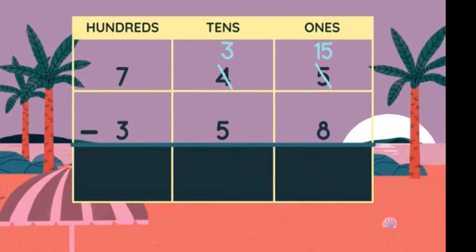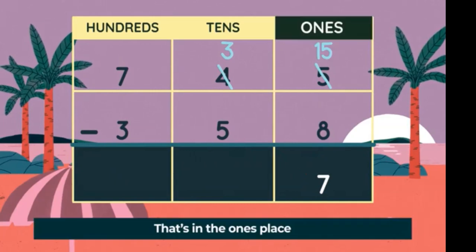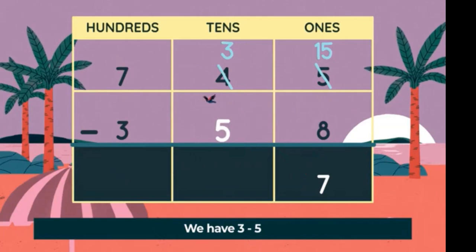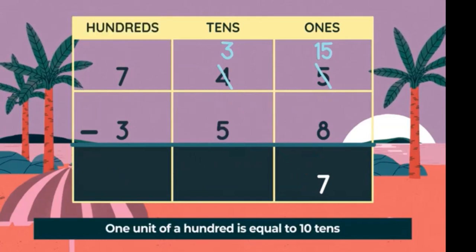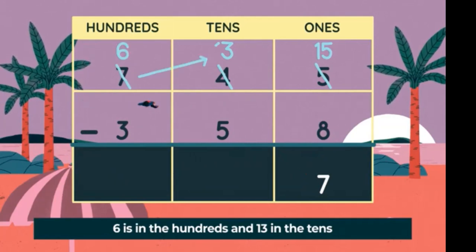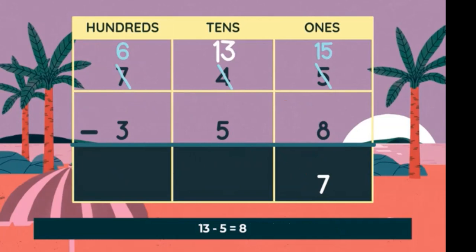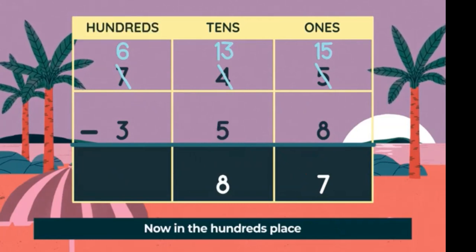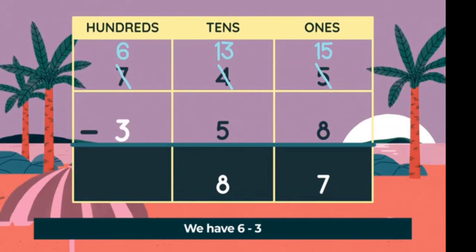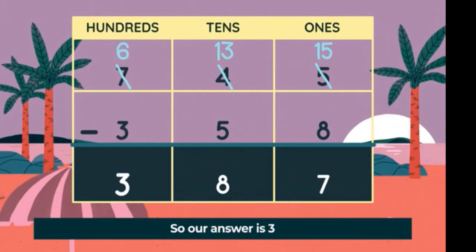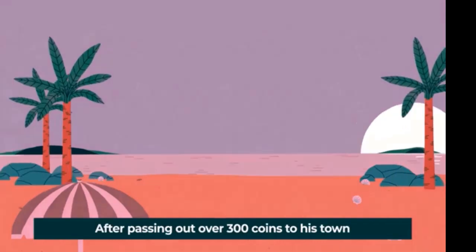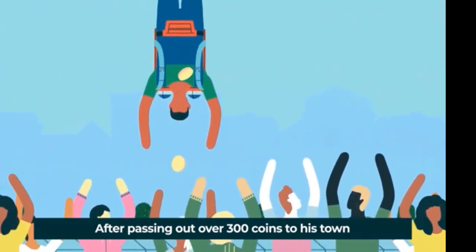15 minus 8, that gives us 7, that's in the ones place. But in the tens place, we have 3 minus 5. We have to borrow from the hundreds place. 1 unit of 100 is equal to 10 tens. 6 is in the hundreds and 13 in the tens. 13 minus 5 is 8 in the end. Now in the hundreds place, we have 6 minus 3. Let me think, so our answer is 3. 387 coins is what he has now, after passing out over 300 coins to his town.